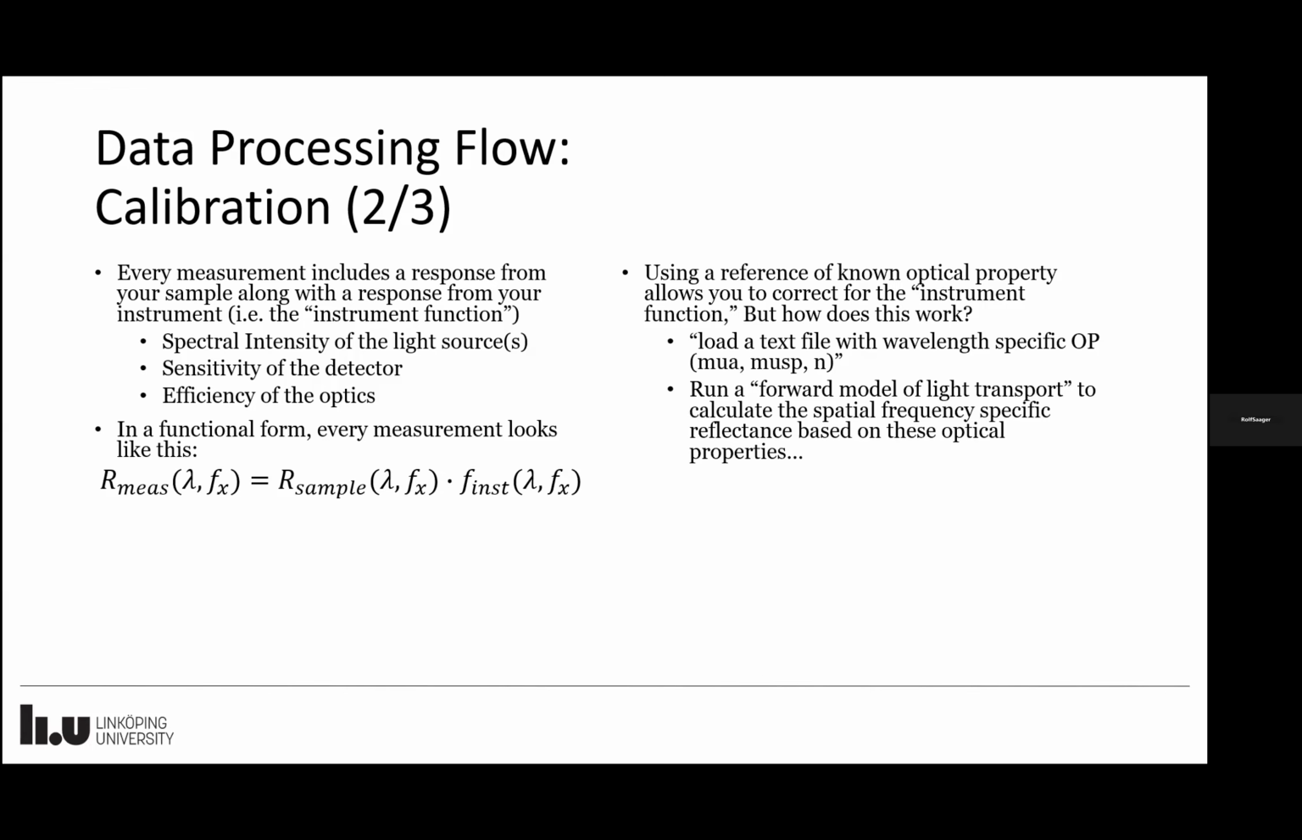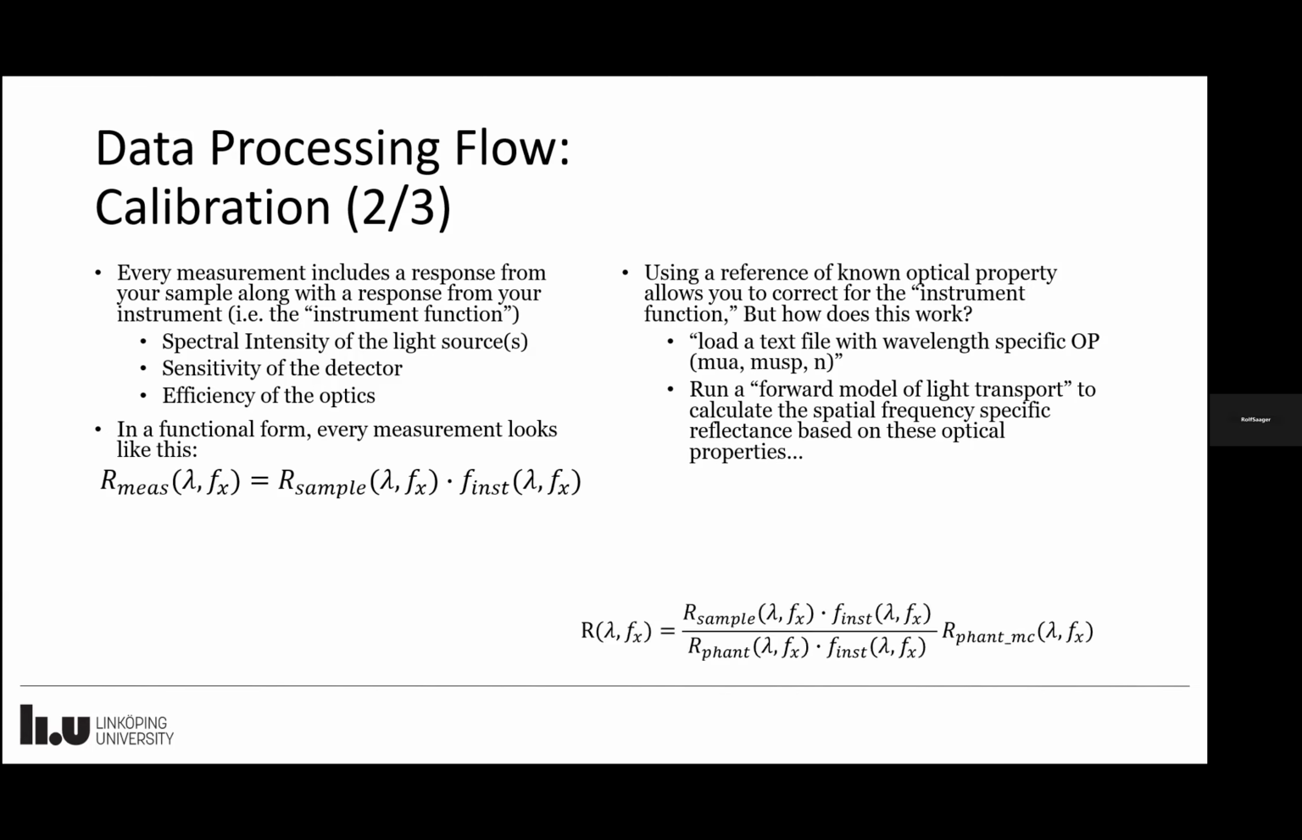But the idea is that if you have a phantom with known optical properties, you know what its response should be at every single wavelength of your system, and you can run a forward Monte Carlo model. I don't know this black box of tissue, but I know this one thing, and these are its optical properties. When we make a measurement, our reflectance values are scaled and varied due to our instrument function. We can run the forward model and compare to what is actually measured.